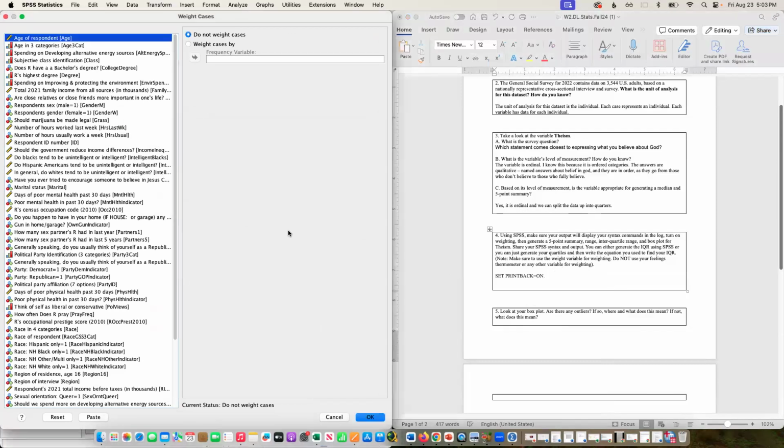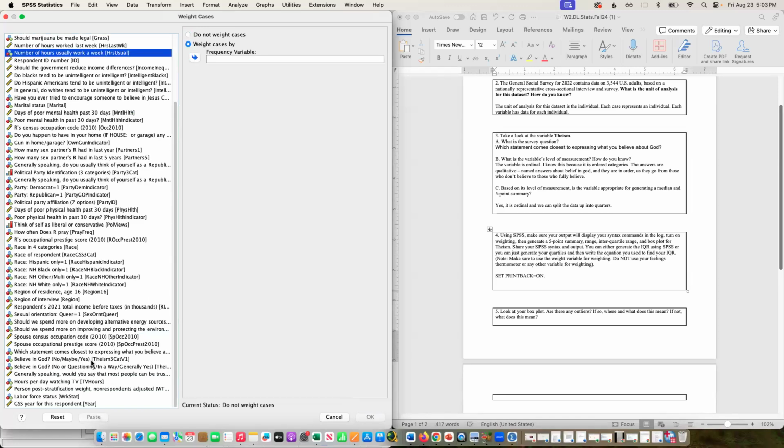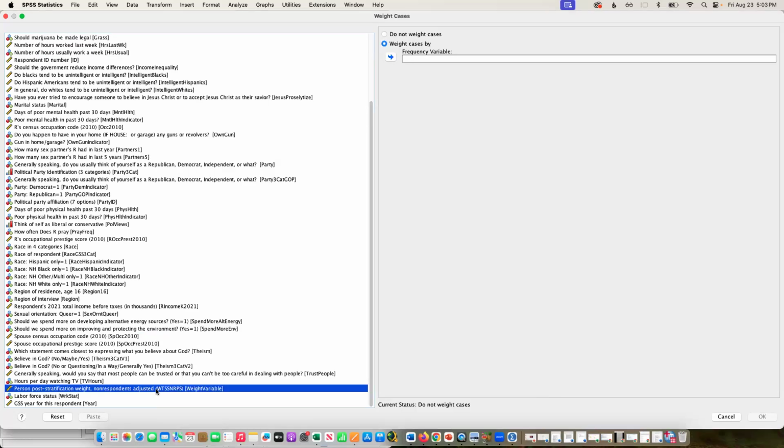Okay, so here, if I go here, I'm going to say weight cases by. So I'm going to click to weight on. If I want to turn weighting off, I would just go back to do not weight cases and click OK. But I'm weight cases on. I'm going to find my weight variable. I can see it's right here.